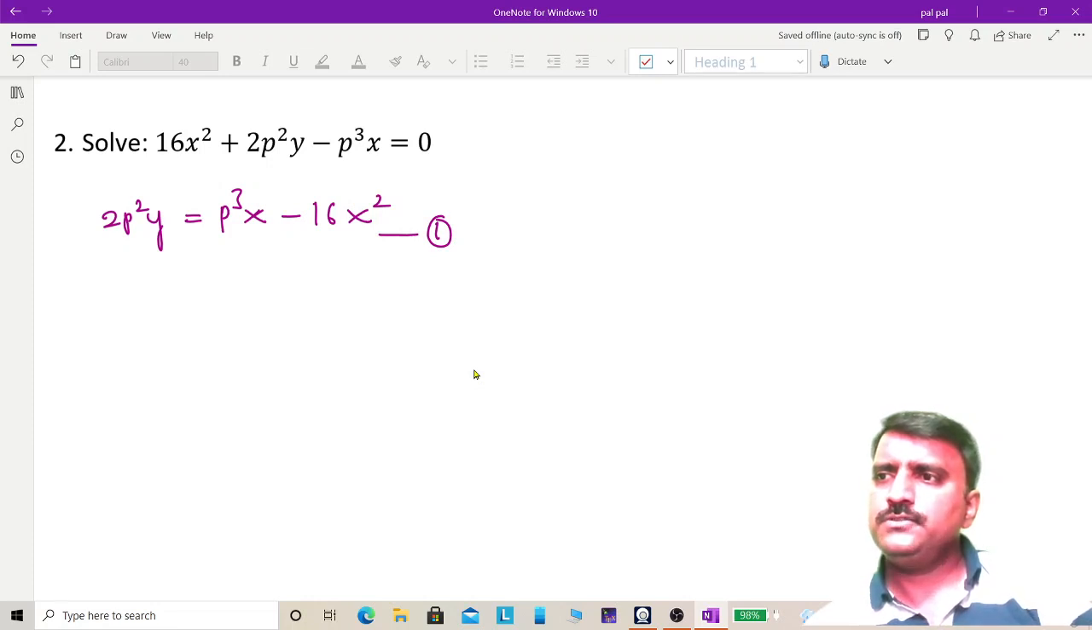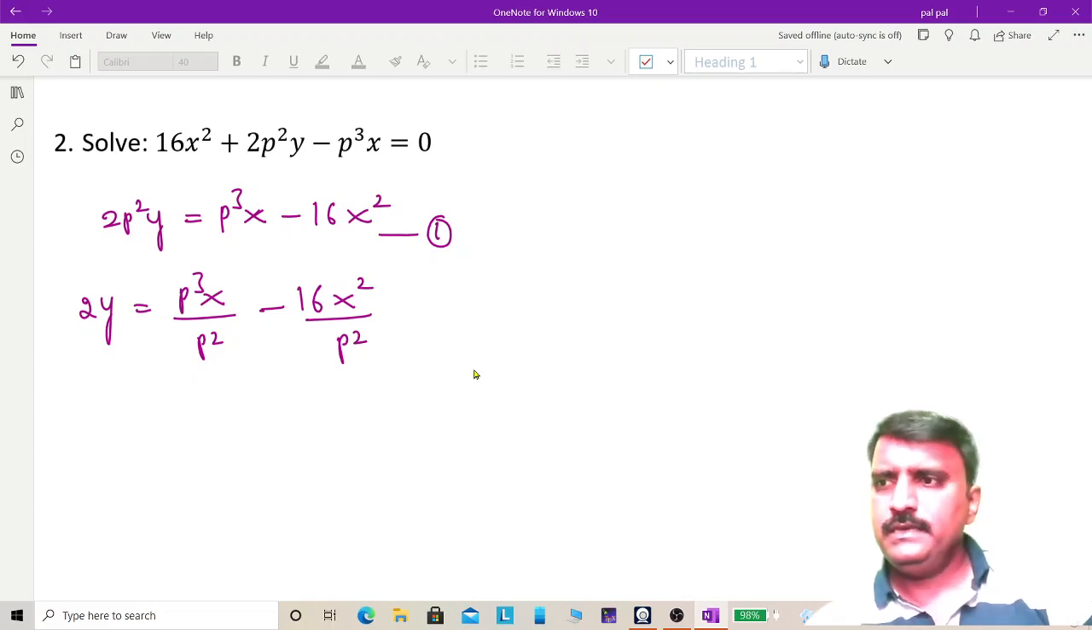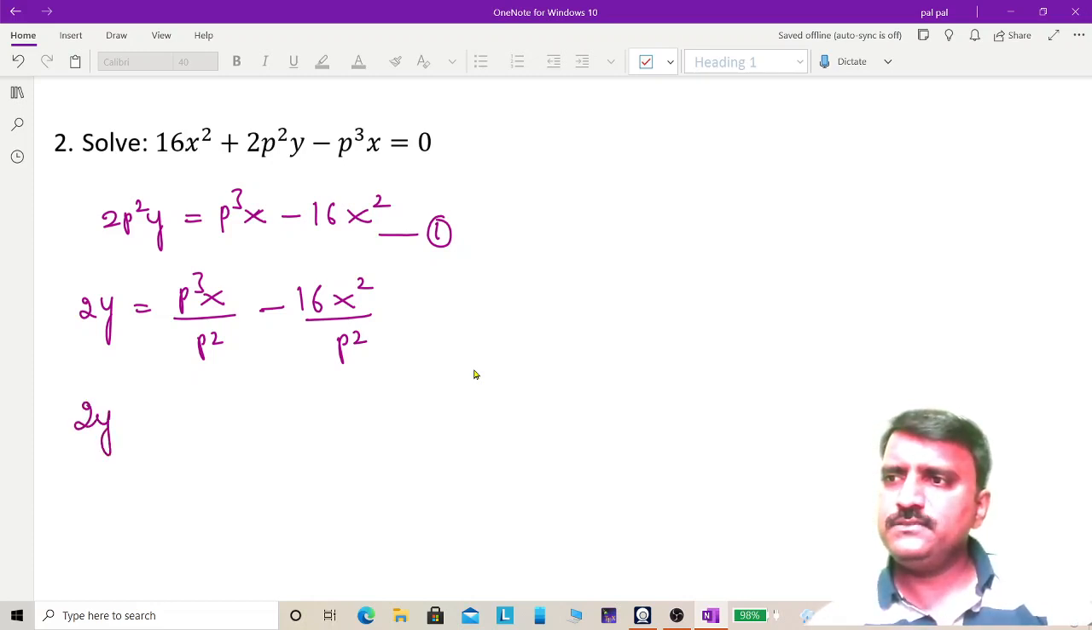So now you write 2y is equal to p cube x divided by p square minus 16x square divided by p square. Again you write 2y is equal to, one p square cancels, remaining is px minus 16x square divided by p square.